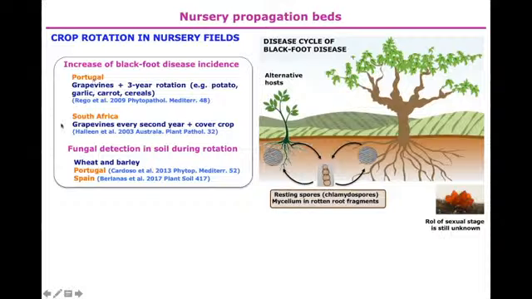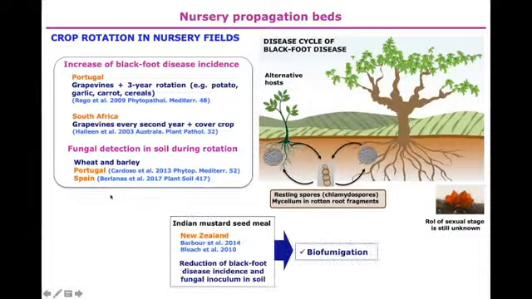In Portugal and South Africa, researchers demonstrated an increase of Blackfoot disease incidence in a crop rotation cycle. In addition, Blackfoot disease fungi have been detected directly from soil during rotation systems with wheat and barley in Portugal and Spain. Biofumigation could be a sustainable alternative to the use of chemicals. For example, in New Zealand, biofumigation with Indian mustard seed meal reduced Blackfoot disease incidence and fungal inoculum in soil.